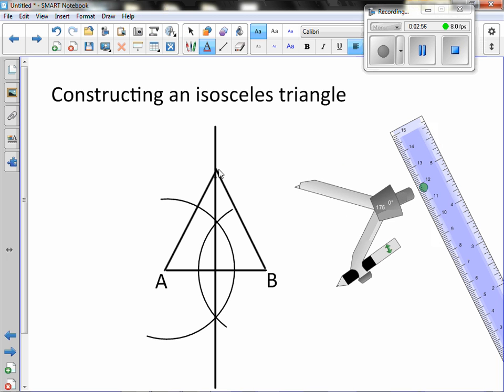So we can name this vertex point up top C. And I have myself an isosceles triangle. Now, remember, any point along that perpendicular bisector would work to make me an isosceles triangle.